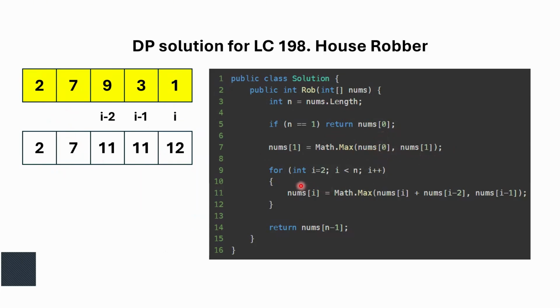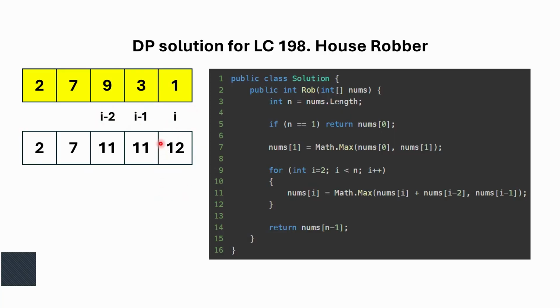And then for i, from the third index up to the end, for each index from the third index to the last index, we go through an iteration. For example, if this iteration is i, this iteration is i minus 1, and this iteration is i minus 2. It's the same as what we did before.